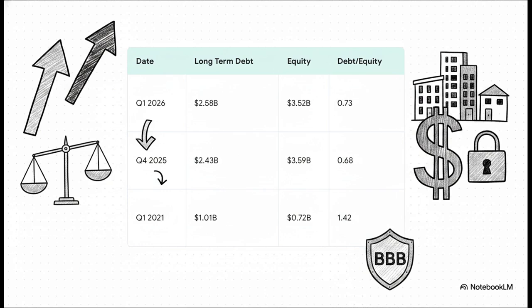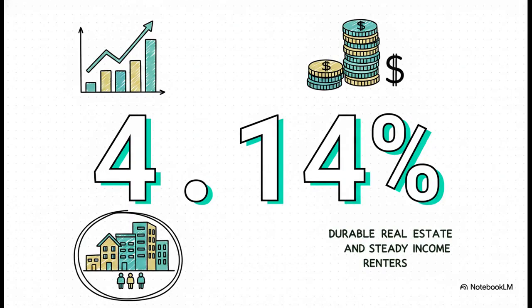This conservative capital structure is exactly why they maintain a rock-solid BBB investment-grade credit rating from both Fitch and S&P. Now, for anyone running a dividend discount model, these stabilized, deleveraged financials easily support a steady payout. IRT is paying an annual dividend of 68 cents per share. Based on their early 2026 trading range, that spits out a 4.14% yield. It's a very reliable income stream, backed by those incredibly durable renter demographics we discussed earlier.